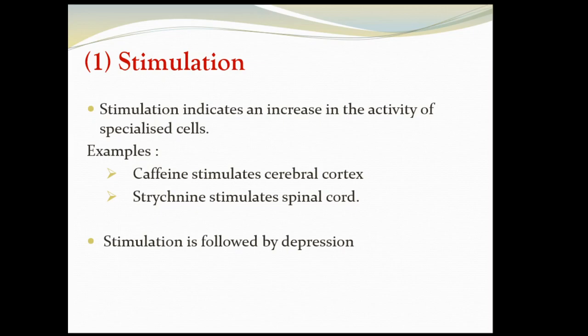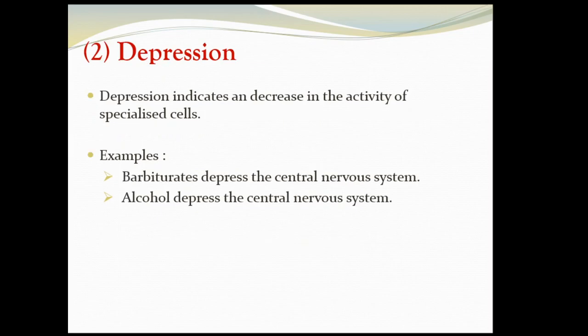Stimulation indicates an increase in the activity of specialized cells, like caffeine stimulates cerebral cortex cells, cysteine stimulates spinal cord cells, that is neurons. So usually stimulation is followed by depression. Next is depression. Depression indicates a decrease in the activity of specialized cells. For example, barbiturate depresses the central nervous system, alcohol depresses the central nervous system. There will be a decrease in the activity of these specialized cells.